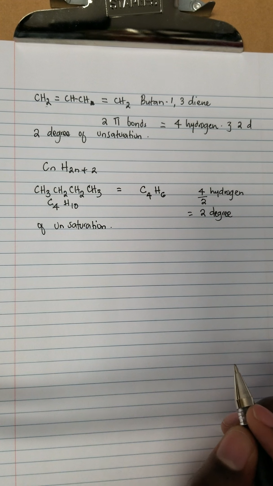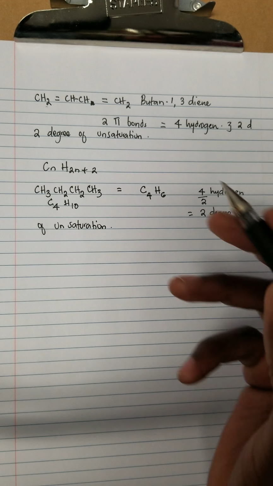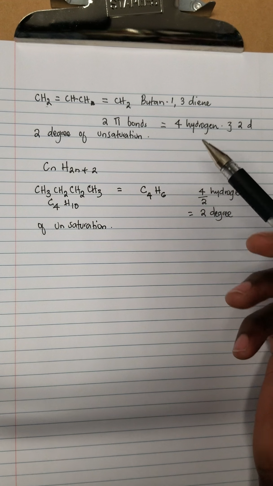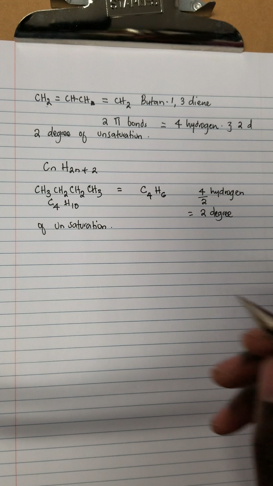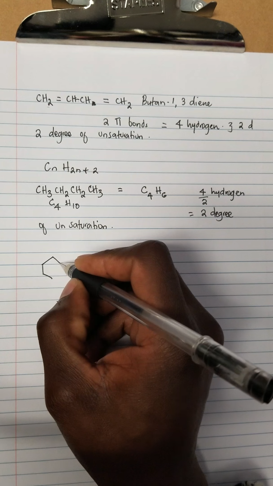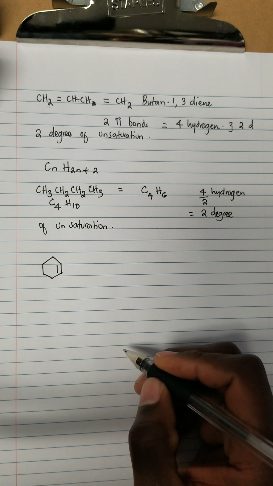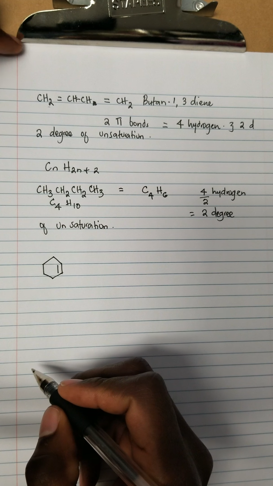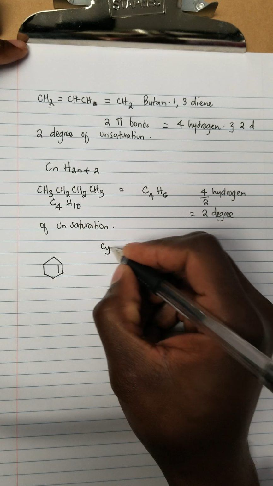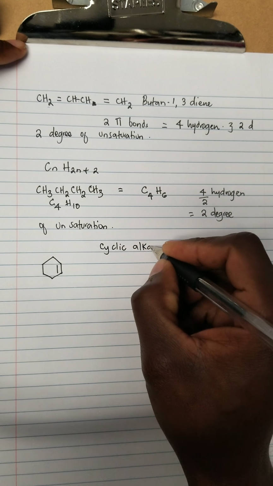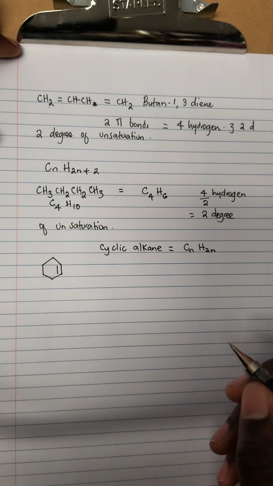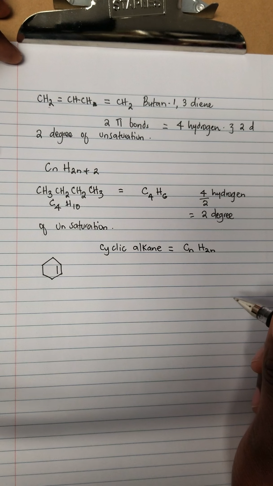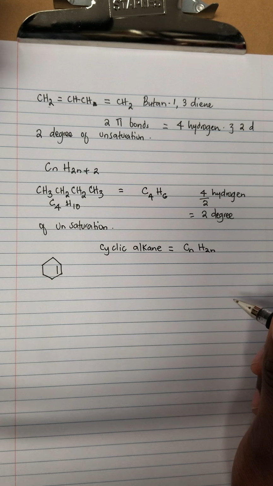Okay, now, since we've seen how a diene has 2 pi bonds and a degree of unsaturation of 2, how about if we have a compound which is cyclic and has a pi bond? For example, let me use cyclohexene. This compound is a cyclic structure. Remember, cyclic alkanes have a general formula of CnH2n. Their general formula resembles that of alkenes. And remember, alkenes have a degree of unsaturation of 1 if they have 1 pi bond.